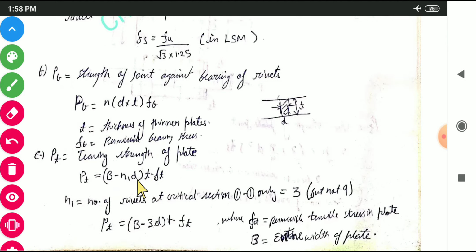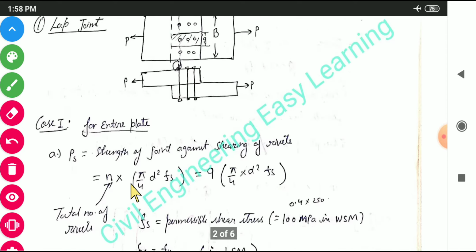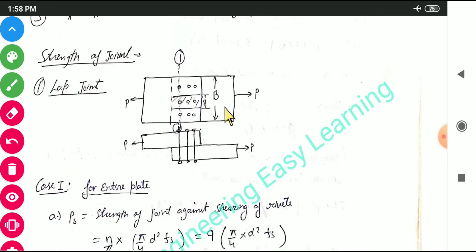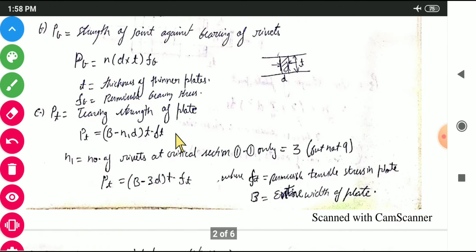So how is this coming? B minus n1 times d. If you look at this diagram, this is the total width of the plate, and 1 is the critical section for the plates. While taking the width, we will be deducting these 3 rivets, 1, 2 and 3. So the diameter of 3 rivets, that is 3d, B minus 3d. So we have taken B minus n1 d, so PT equals B minus 3d, where 3d is for the 3 rivets at the critical section, into the thickness of the plate, into the stress. This way you can find the tearing strength of plate. So the strength of the joint will be the least of these 3.